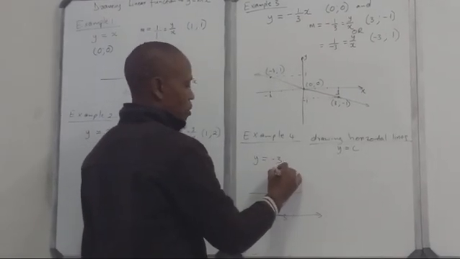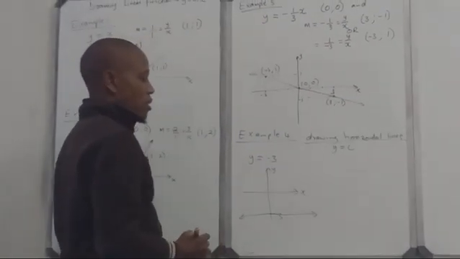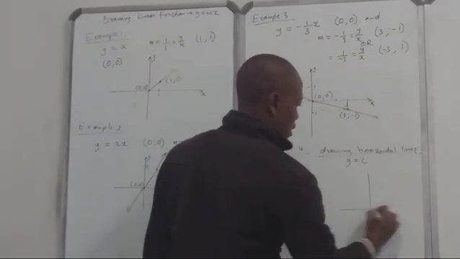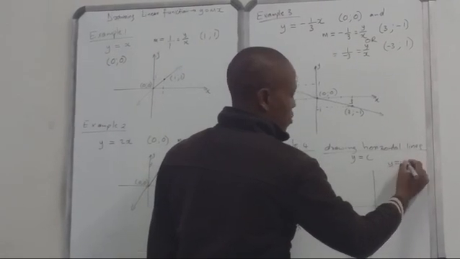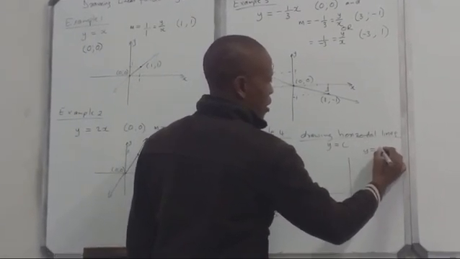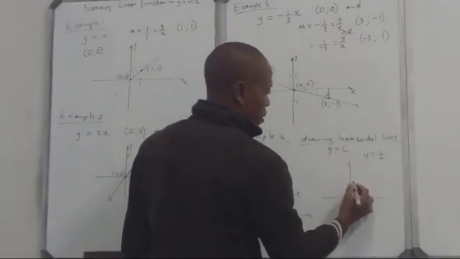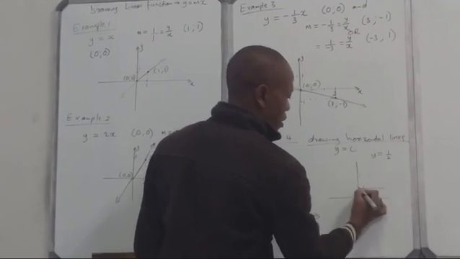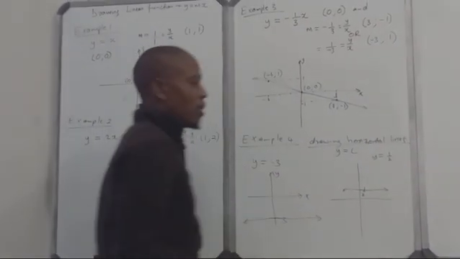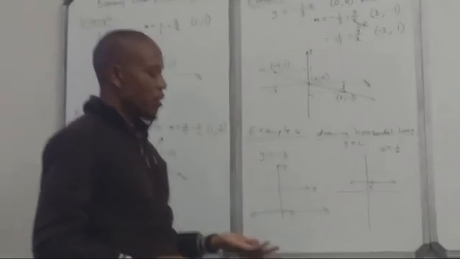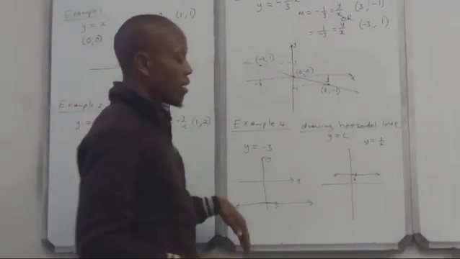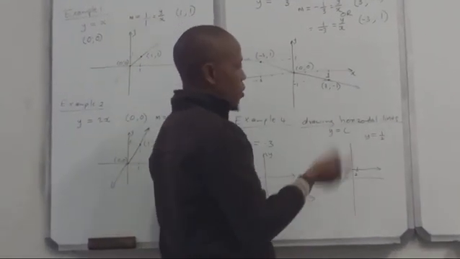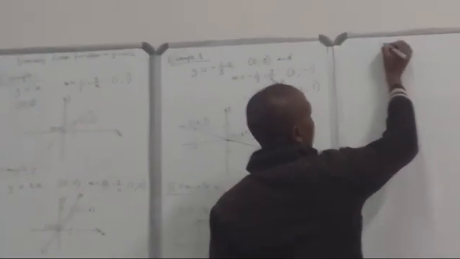This is your y axis and your x axis. Let's give ourselves another example here. Let's say it's y equals to a half. So that is going to be a half. It's a horizontal line, the gradient is 0 there. The gradient is 0, it's neither increasing nor decreasing.